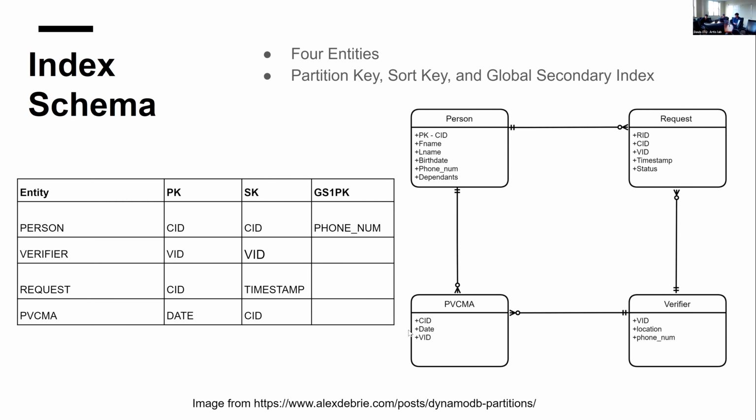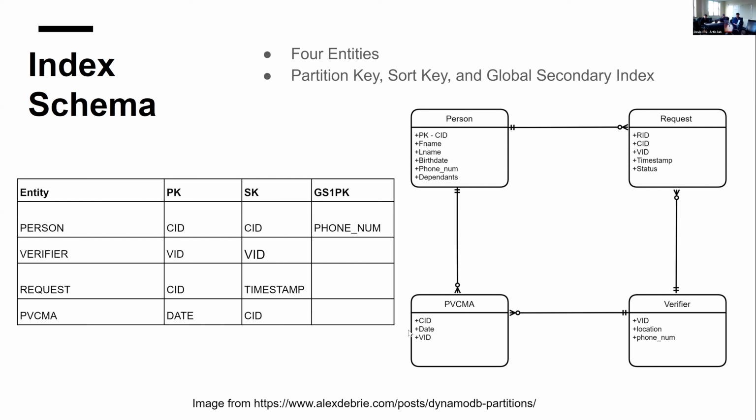And so from those queries, we determined first our index schema and the entities that we would need to store in our database. So to the left is our index schema, which the first column outlines the entities that are going to be stored in our database. So we have a person entity, a verifier, a request that's made by a person to a verifier, and then finally a PVCMA, which is the card misuse alert. If there's any problems in the request, there will be an alert generated from that.